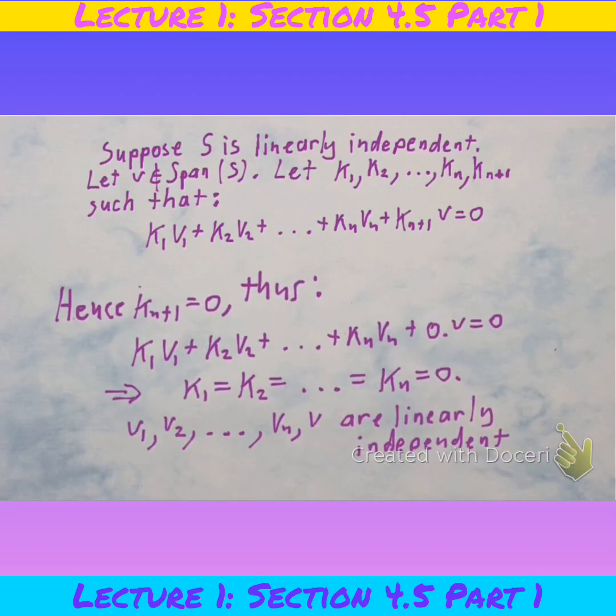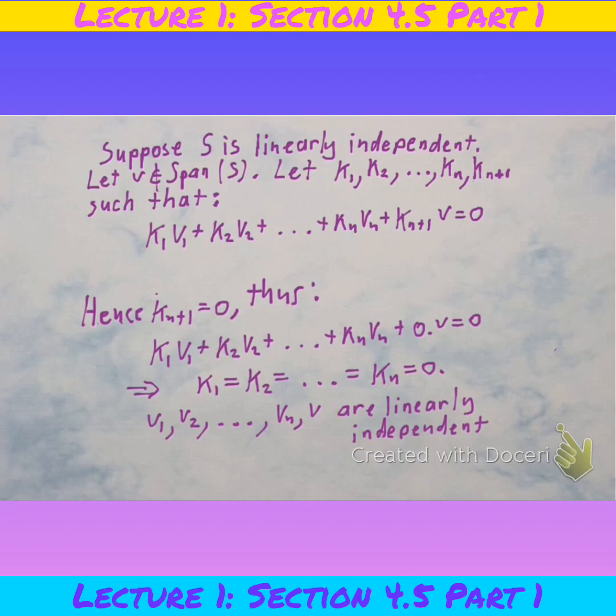We can say then that kn plus 1 is 0. So going back to this equation then, it is then easy to see that that last term there falls away.